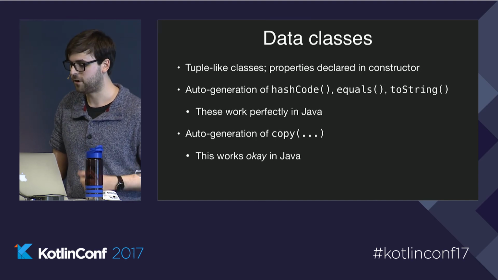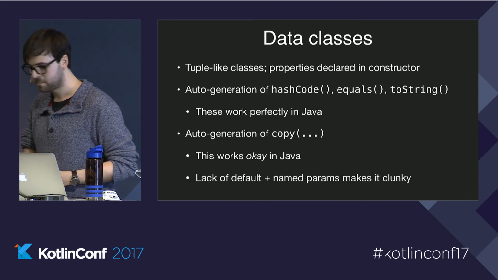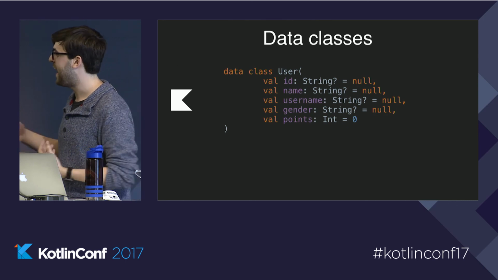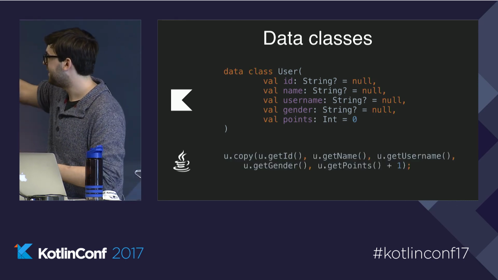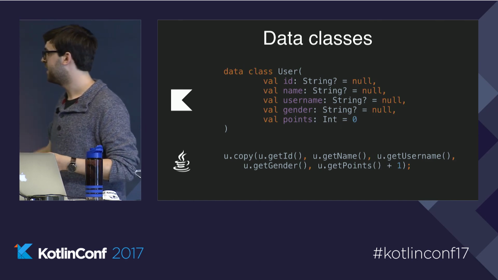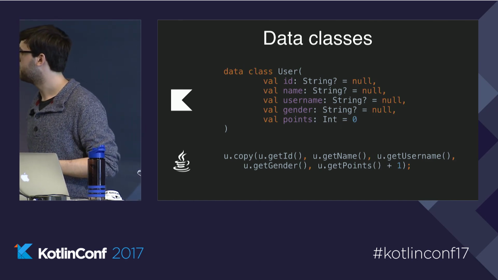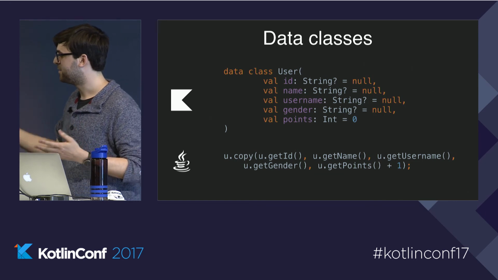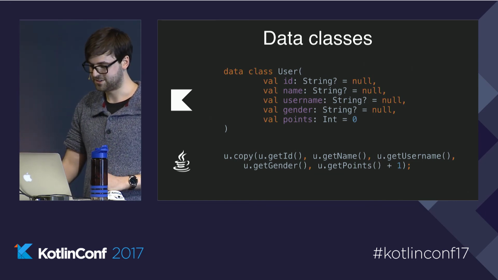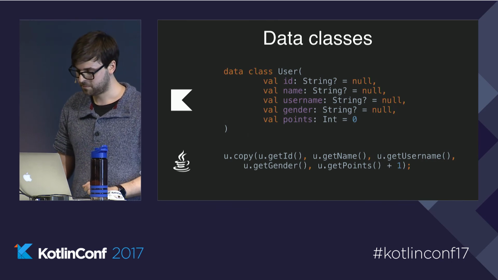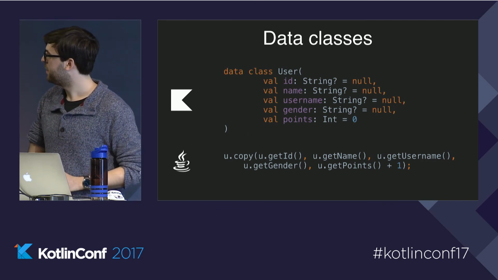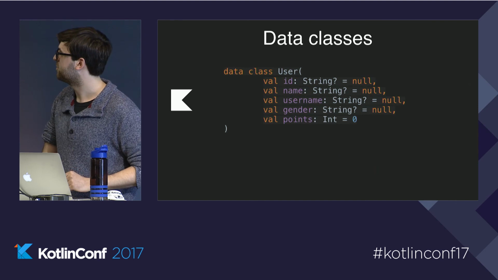So let's take our user again, same user as before. At the Java call site, let's say I just want to add a point to this user, it's all this, right? User.copy, and I have to get the ID and the name and the username and the gender off it, and I have to also get the points off it so I can increment it. And this is really gross, right? It would probably be easier to just construct a new instance of user manually instead of using this copy function. So I have a lot of code here on this one, so I'm just going to move this.